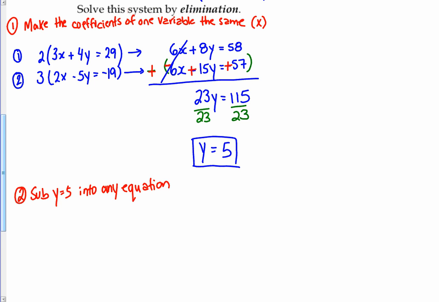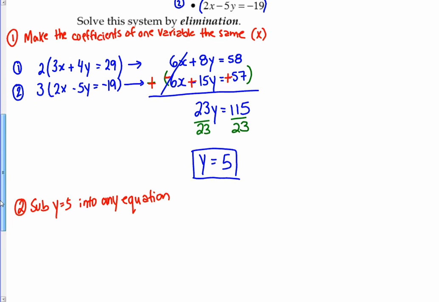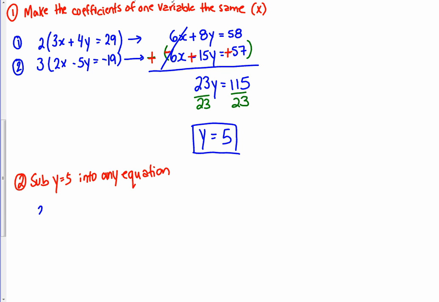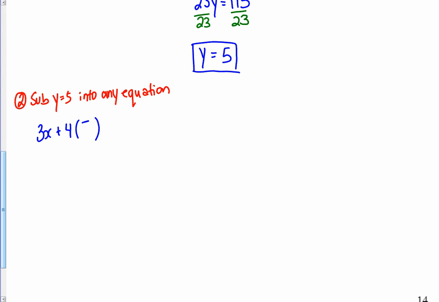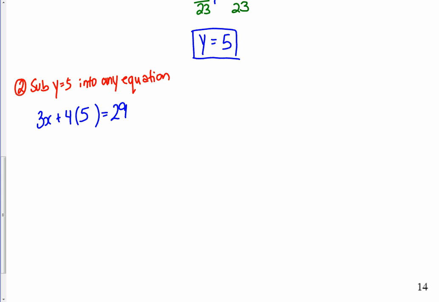Okay, so which one do you want to do? I always like to use the originals. Doesn't matter, the numbers are smaller. So 1 or 2? 1, sure. Okay, 3 times x plus 4 times, instead of y, we're going to put 5 equals, what did it equal? 29? And times 3x plus 20 equals 29.